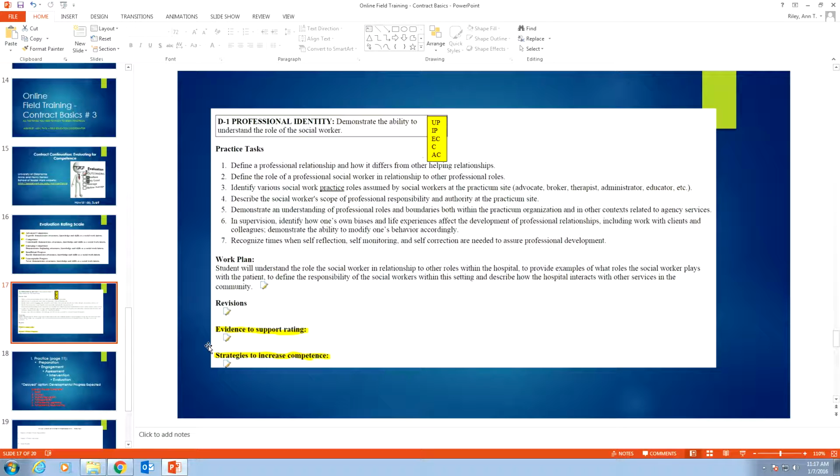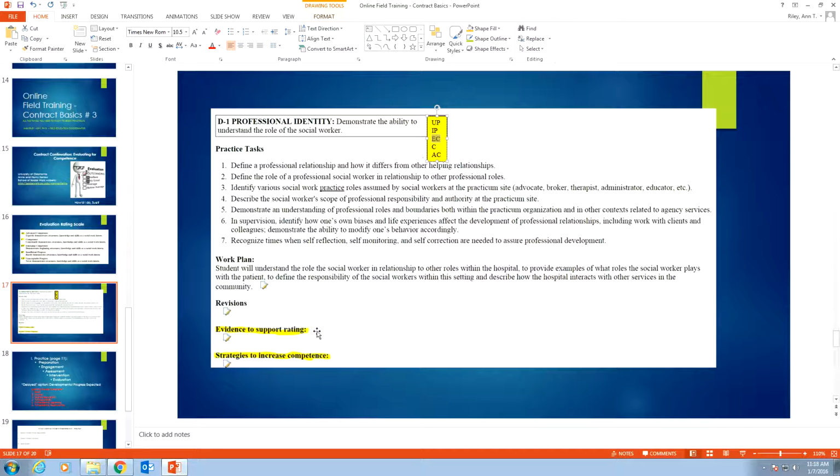There's that rating scale. Alrighty, if we look at professional identity, so in the contract, when it's in IPT, the field instructor will see here is a drop down of options with the ratings. So the field instructor is to rate their student. Let's say they rate them as an EC competence, okay? They'll choose it on the contract in IPT. Then they'll come down to the two at the bottom. These two options, evidence to support ratings and strategies to increase competence.